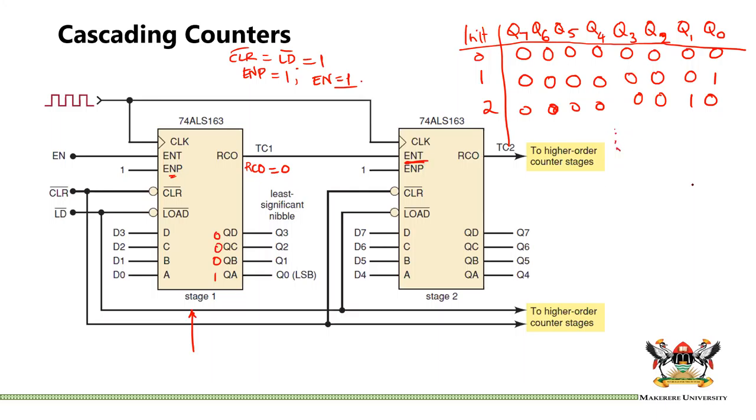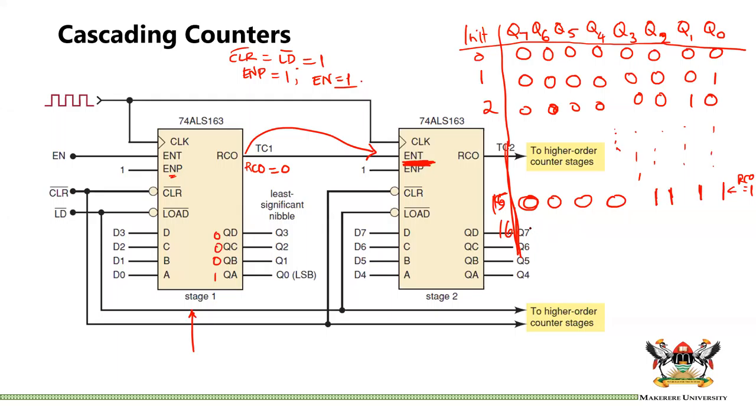Now let us go all the way to a stage where we have 1111. This is now down here. What happens? Obviously, maybe this is the 16th clock, no, I think it is 15, is when you get 0000 and then 1111. Now, at this point, RC naught is equal to 1. That means that when we next count, because RC naught is equal to 1, ENT is also 1, because you can see RC naught is the one connecting to ENT, which means that this stage is going to count once. It will count to 0001, but obviously now this one has cleared back to 0000, because it had already reached its terminal state.